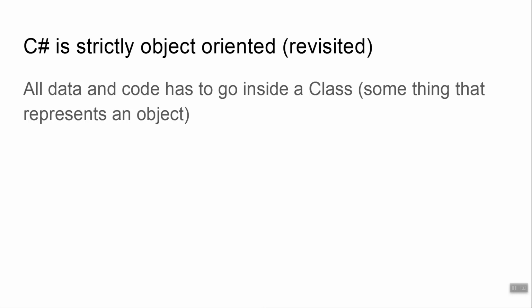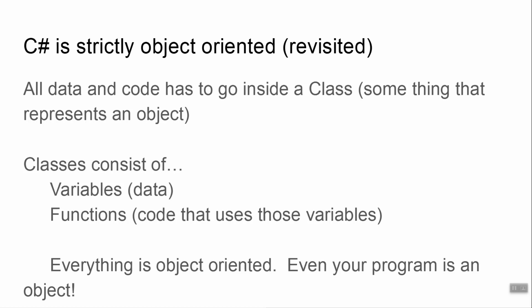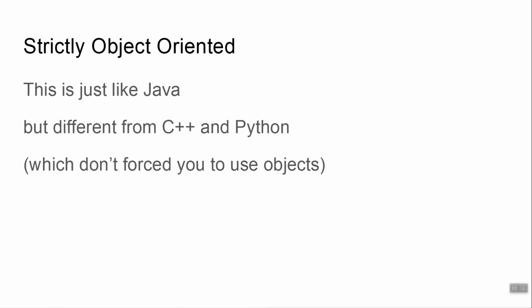So any functions you write, any variables have to go inside of an object, right? So an object is going to consist of functions and the data that those functions need, or you can think of it as an object's state and the functions that manipulate that state. So a class is just a wrapper around some variables and some functions that models some sort of object that makes sense within the context of your program. And everything in C# has got to go inside of an object. There's no global variables. There's no dangling functions outside of libraries.